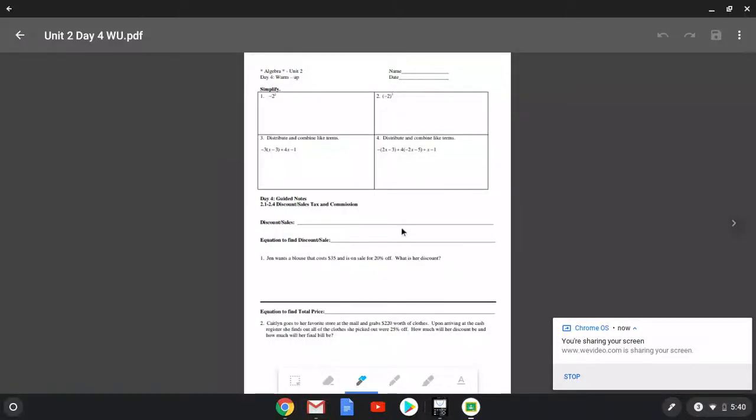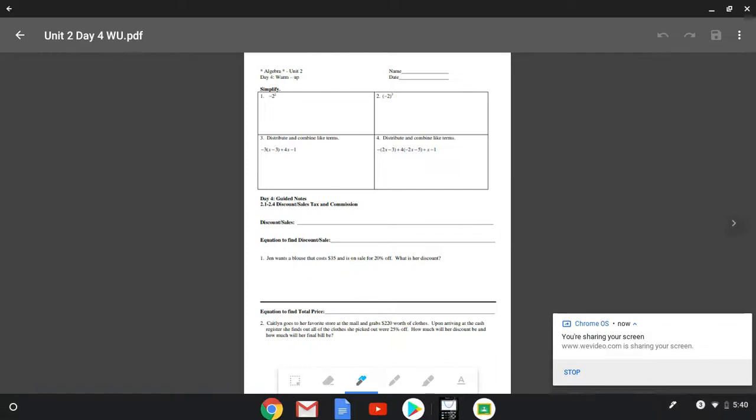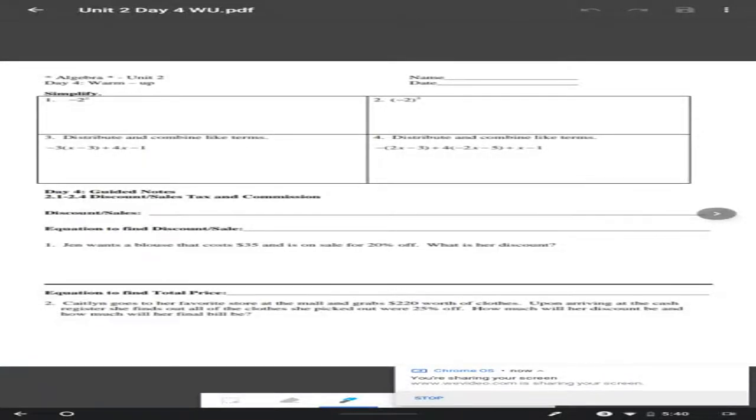All right, we are here talking about the fourth day of Unit 2, and this is kind of a cool day because this has got some real life implications for you when you go shopping and buy different things. As far as taxes go and commission, if you work a commission job, which we'll go through, and if you have a sale at a place and you want to figure out how much money you're going to pay. So that's what today is kind of about.